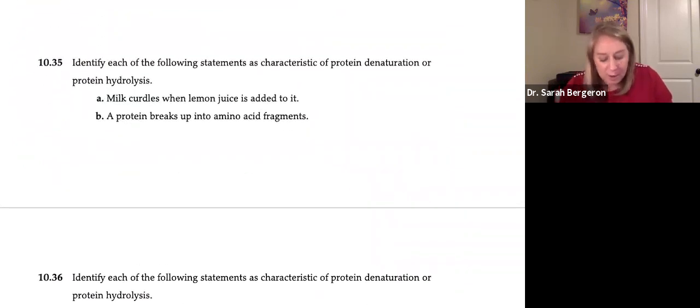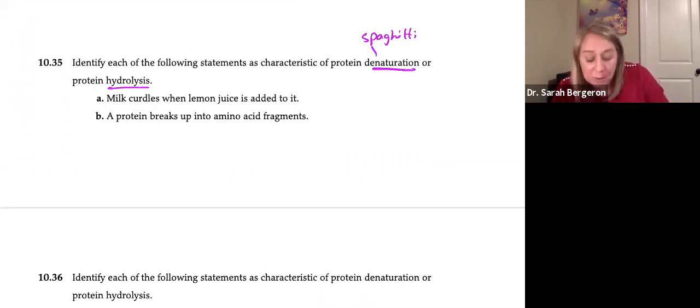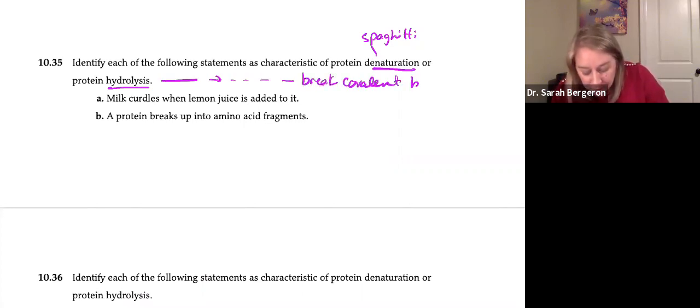Okay, identify each of the statements as characteristics of protein denaturation or protein hydrolysis. So remember, denaturation is just turning it into a spaghetti. It's all about food, this one. And protein hydrolysis. Hydrolysis is when we are actually cutting up our amino acids. So we're going from one long chain and we're turning it into, right, some little bitty ones. So you're actually chopping it up. You're breaking covalent bonds. And those covalent bonds are the peptide bonds.